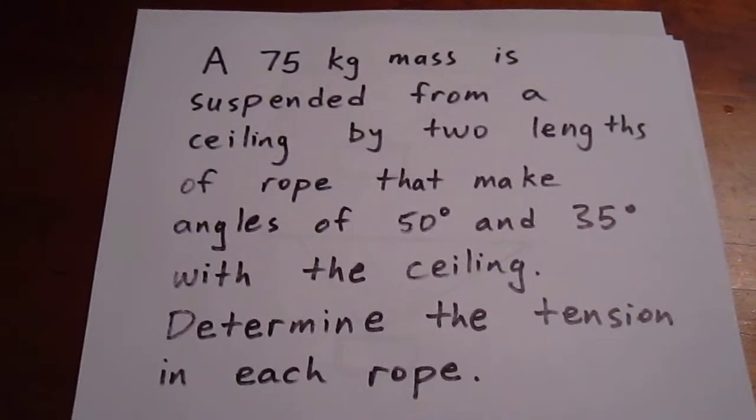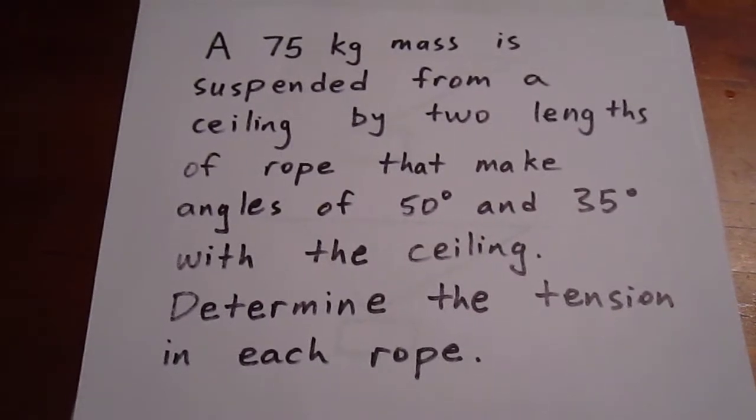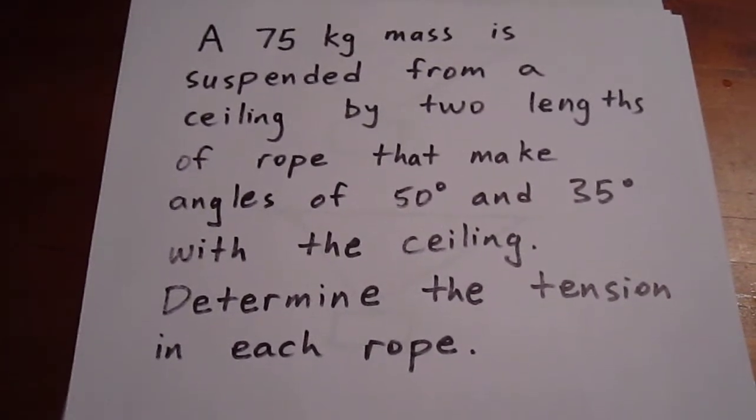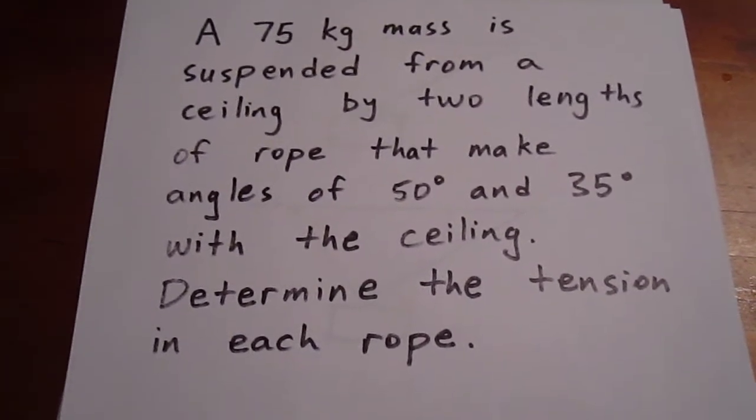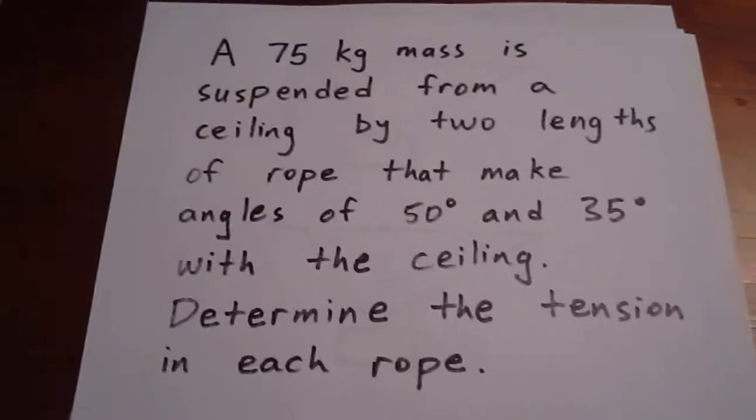For our next question, we have a 75 kilogram mass suspended from a ceiling by two lengths of rope, making angles of 50 degrees and 35 degrees with the ceiling. We need to determine the tension in each rope.